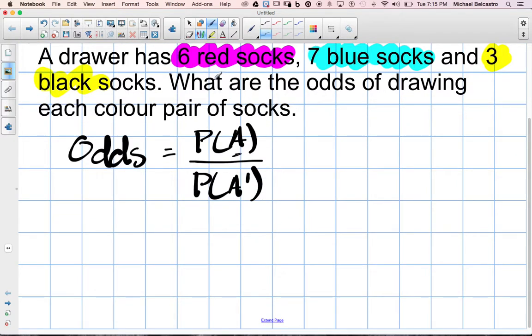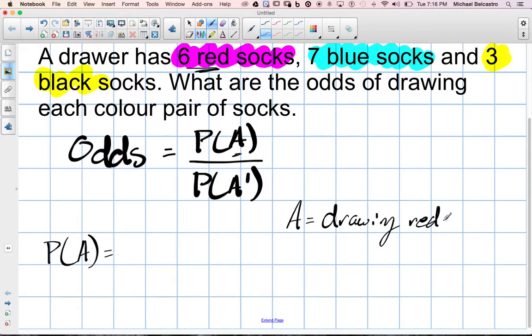So let's work with red socks first. In this one we'll define it. You probably don't need to do this each time, but it's a good idea. We'll say the probability of A. So A is the event of drawing red socks. Okay, so we've defined it.